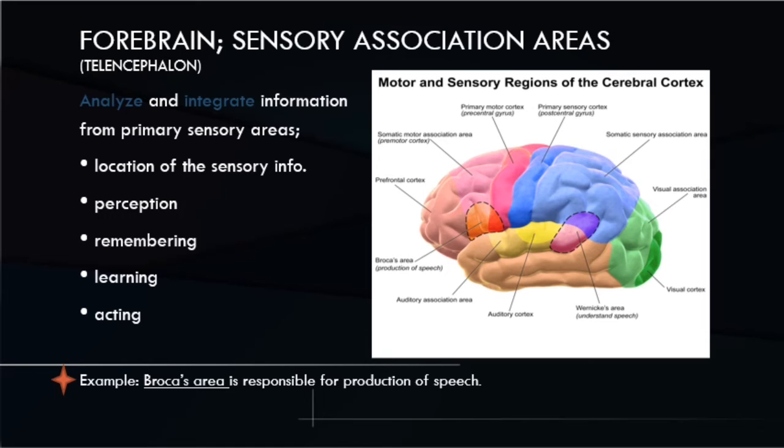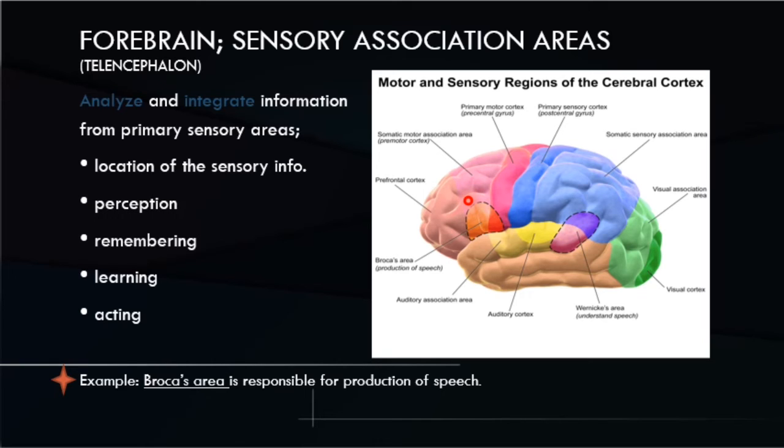Okay, so sensory association areas are different from the primary areas. They're not directly involved in receiving the sensory information, but they analyze and integrate the information from the primary sensory areas. So they tell you the location of the sensory information that you're receiving. Perception, remembering, learning, acting, all the more sophisticated, a little higher-level cognitive stuff happens in association areas. So we have visual and visual association, auditory and auditory association, sensory the same, motor.